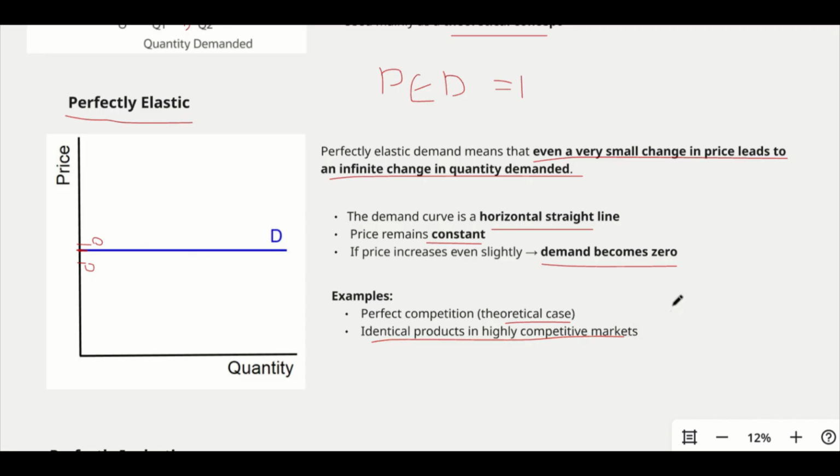For example, let's take the case of shampoo. The exact same smell, the exact same usage, it's almost identical. Only the brand name is different. So in that case, if one brand increases the price, the demand for that brand might completely become zero. So for this one, the price elasticity of demand will be infinity. A slight change can make it zero demand.